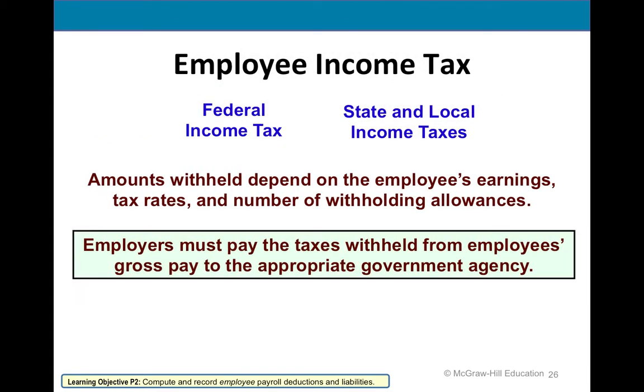Again, federal income tax and state income tax. Remember, federal income tax applies to all states. State and local, that one depends. Most states have state income taxes. There are a few states, Texas and Florida, where there is no state income tax. This one depends on how much the employee earns, their marital status, and if they have any dependents.